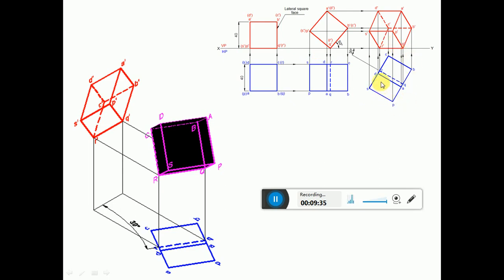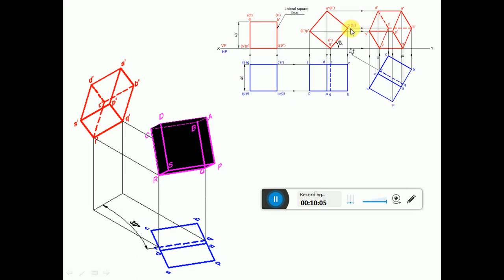So draw a vertical projector from Q and R to the XY line, because Q dash R dash is on the XY line. So it intersects at the points Q dash and R dash. Then similarly draw a horizontal projector from P dash S dash and draw a vertical projector from P and also from S to meet at this point P dash and S dash. Then similarly draw a horizontal projector from A dash D dash and draw a vertical projector from A to intersect at this point A dash, and similarly from D to intersect at the point D dash.